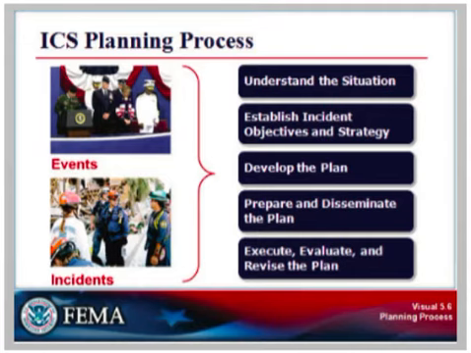The five primary phases of the planning process are: understand the situation, establish incident objectives and strategies, develop the plan, prepare and disseminate the plan, and execute, evaluate, and revise the plan. Understanding the situation includes gathering, recording, analyzing, and displaying situation, resource, and incident potential information in a manner that will facilitate increased situational awareness of the magnitude, complexity, and potential impact of the incident, and the ability to determine the resources required to develop and implement an effective incident action plan.